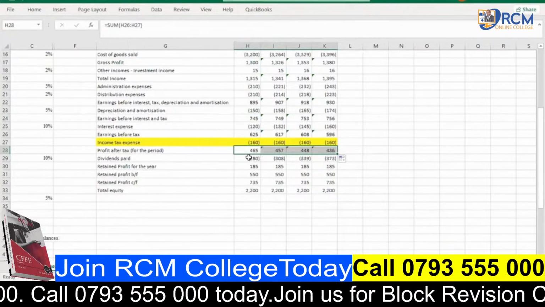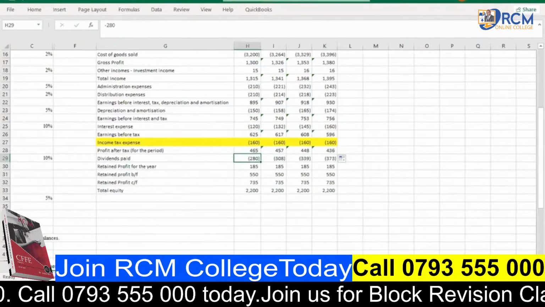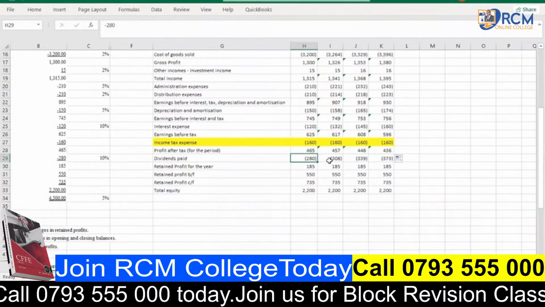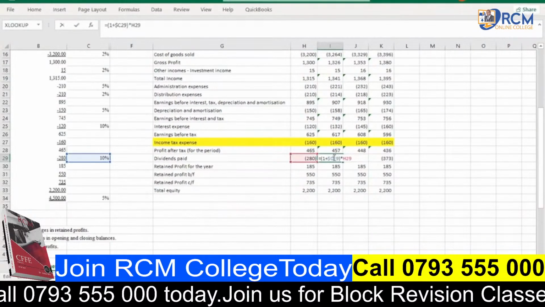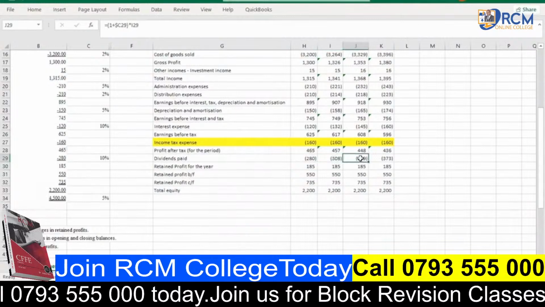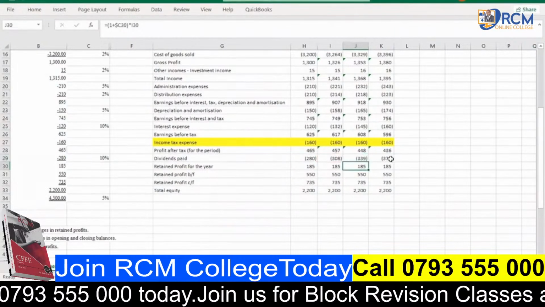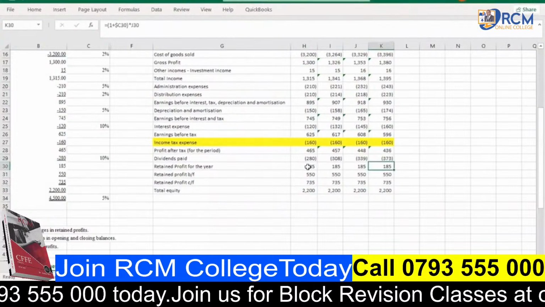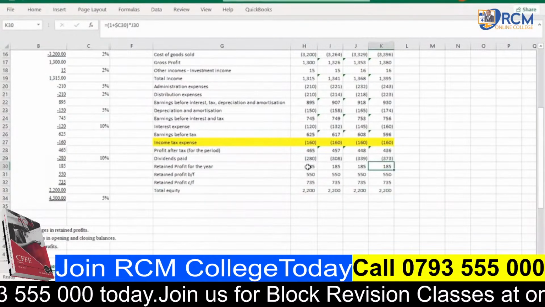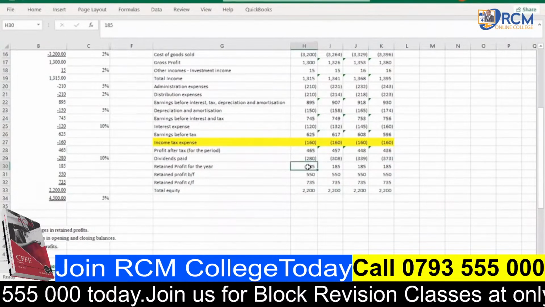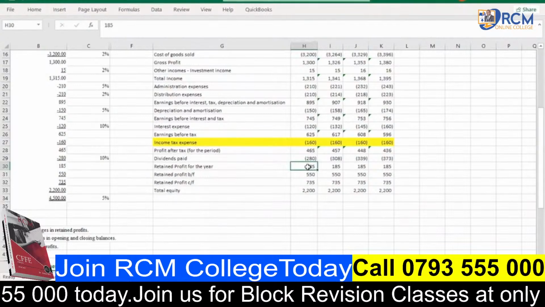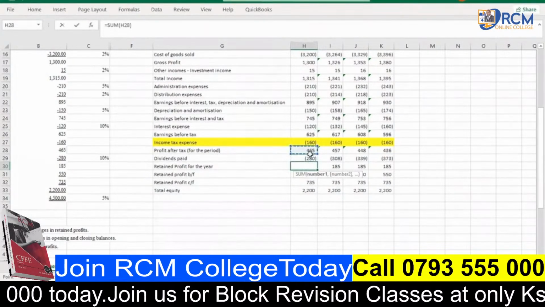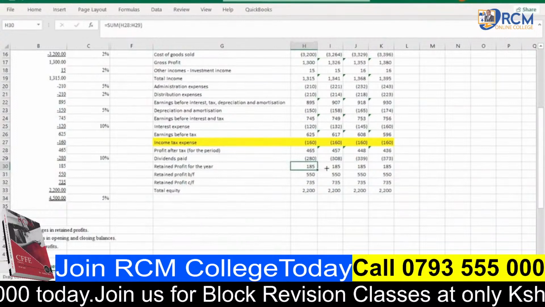Then dividends paid. Dividends paid tuliambiwa ni what percent? 10%. So 10% of these values ndio hiyo hapo. Hiyo iko sawa. Then we get retained profit for the year. Retained profit for the year is now the difference between those two. That is the retained profit for year.